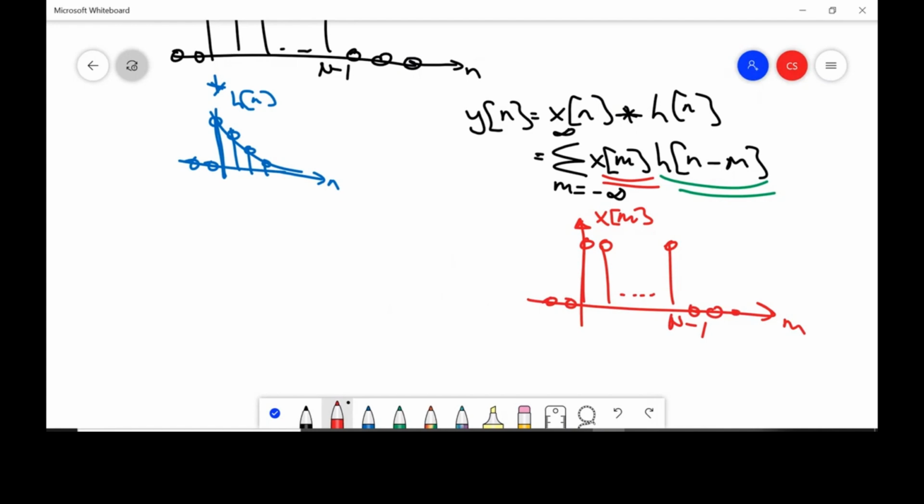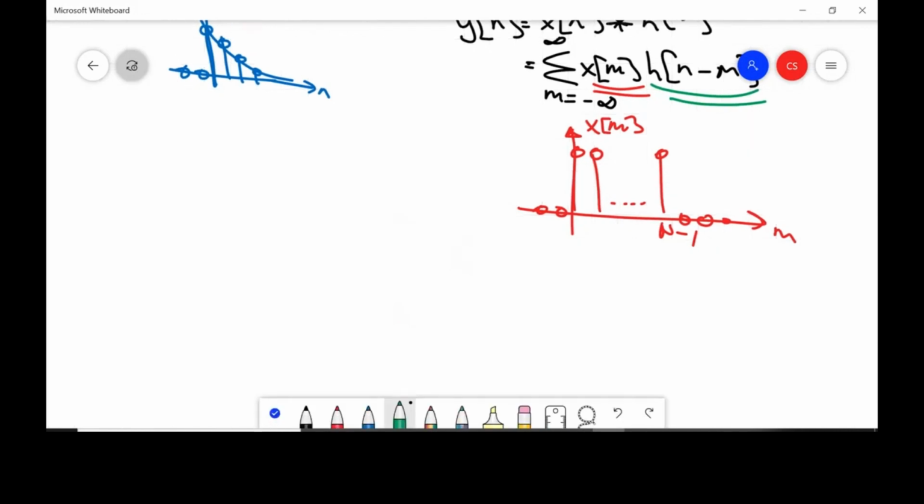Okay, what about the other one? For the other one, what I'm doing is I have the axis m. This is h of n minus m. So I have to invert my kernel. So I have to reflect my kernel. So this is a mirror of my kernel with respect to the origin.